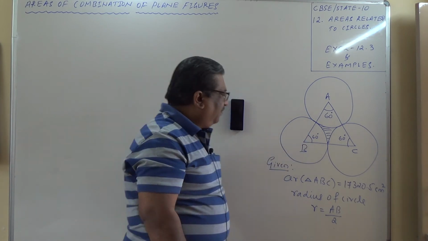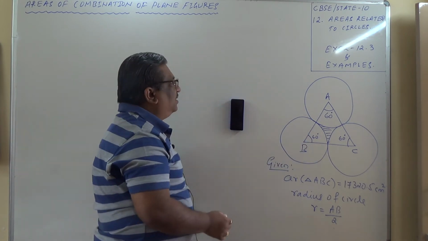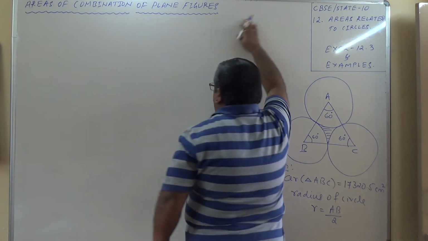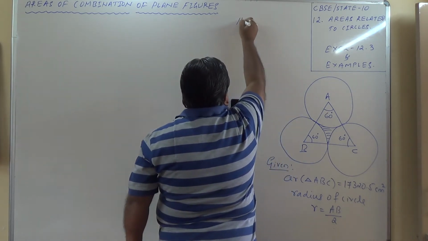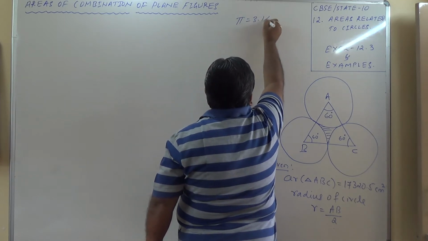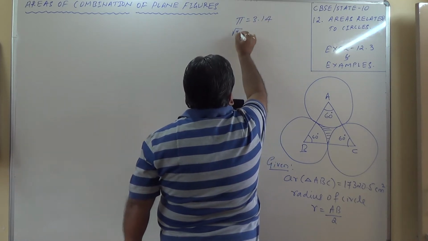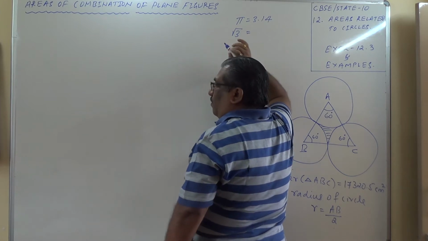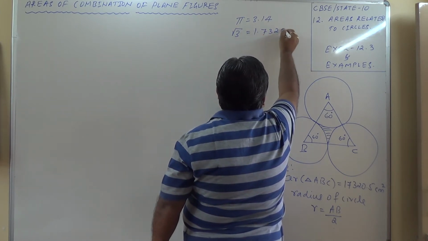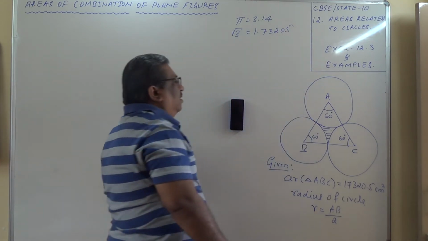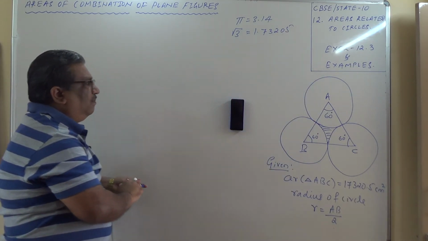And another couple of information is given to us, that is we have to take the value of pi equals 3.14 and root 3 equals 1.73205. With this, let us solve now.